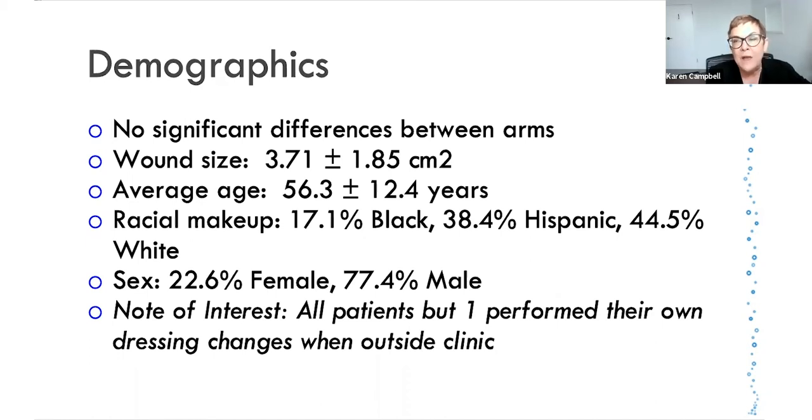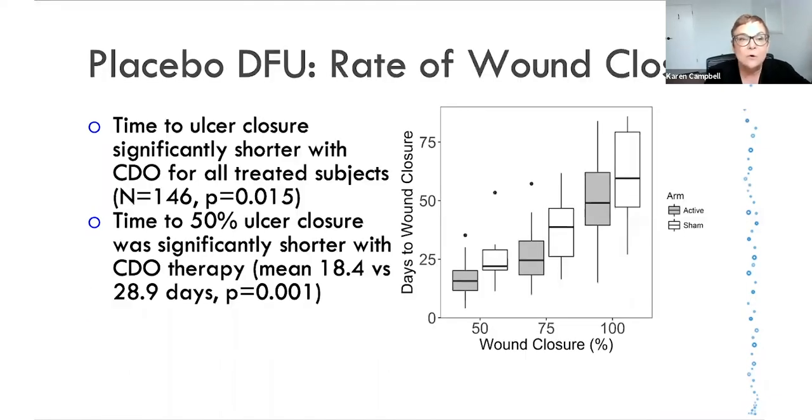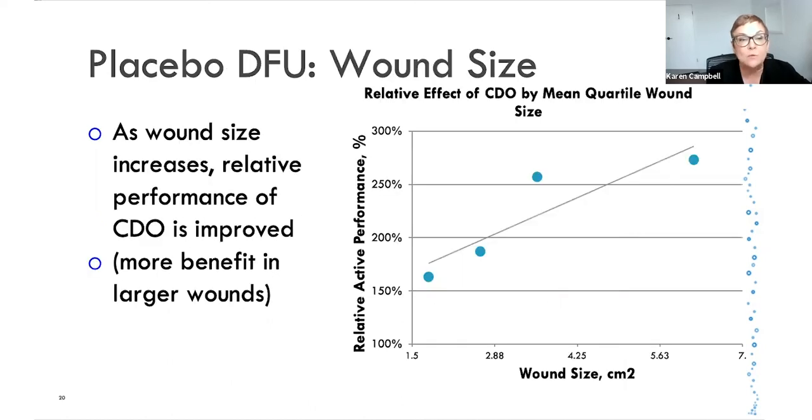So that's an important factor when you're thinking about self-management. And so the time to closure was significantly shorter with CDO for all treated subjects. And you can see there that the p-value was 0.015. And the time to 50% wound closure was significantly shorter with CDO therapy. And that was 18 days in the CDO therapy versus almost 29 days in the sham arm. And that was statistically significant as well.